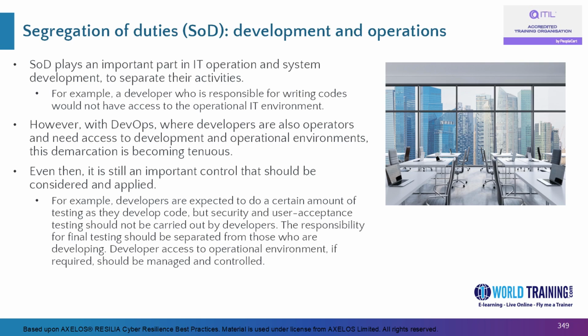For example, developers are expected to do a certain amount of testing as they develop code, but security and user acceptance testing should not be carried out by the developers. The responsibility for final testing should be separated from those who are developing. Developers' access to operational environment, if required, should be managed and controlled.